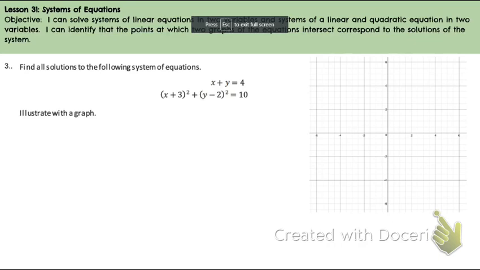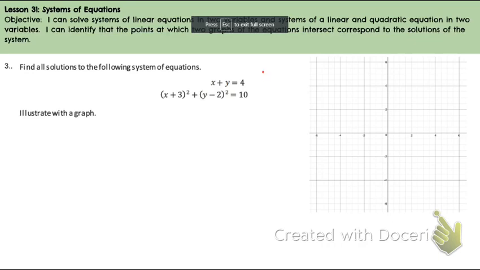So last night you should have gotten the circle formula or graphing circles homework, and hopefully everything went well with that. So now what we're going to do is we're going to finish up lesson 31. Problem 3 says to find all solutions to the following system of equations. We're not going to do anything different than we've been doing before.